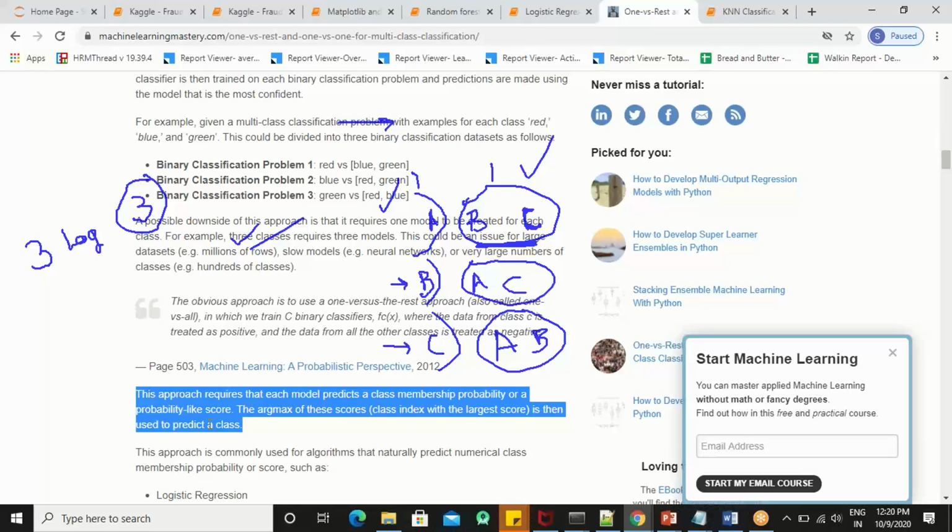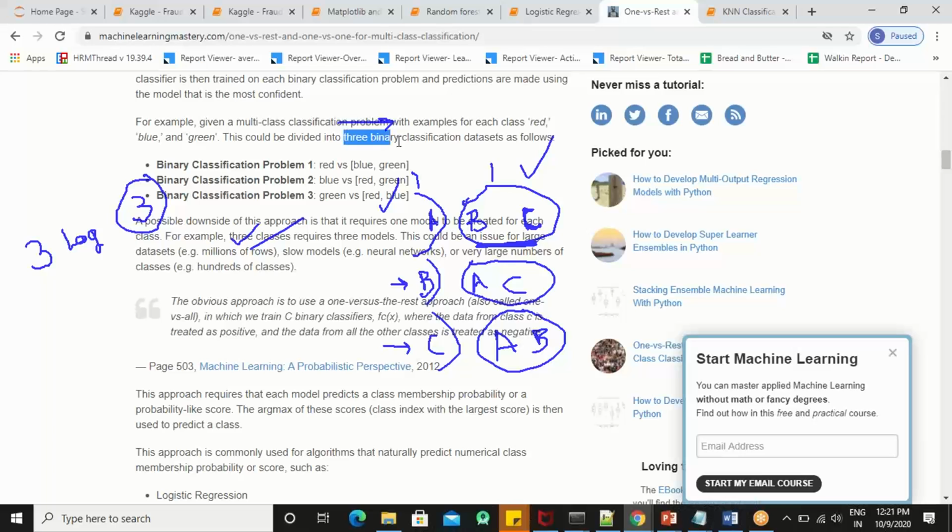But the problem with this model is it will be slow because it is running 3 models instead of 1 single model. So that's the problem. Here we get 3 binary models. So 3 binary classification models will be created if you have 3 classes. So that's one versus rest.